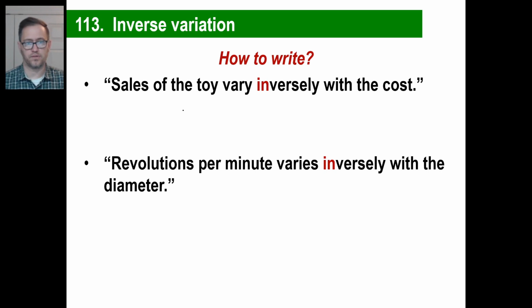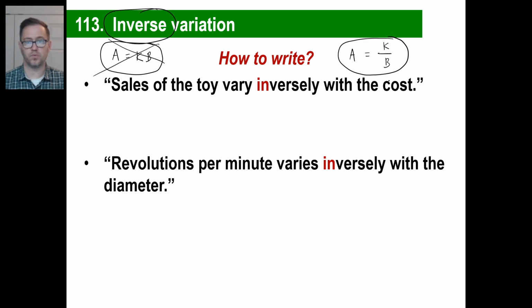Okay, here's another one. Excuse me, I forgot to write this. So sales of the toy vary inversely. Well, here's the basic equation. If this was direct variation, you multiplied K and B. What do you suppose you're going to do between K and B if it's inverse? You'll divide, right? It'll be K over B. That is your basic equation with inverse variation. So make sure you know that. Okay, inverse is this one.